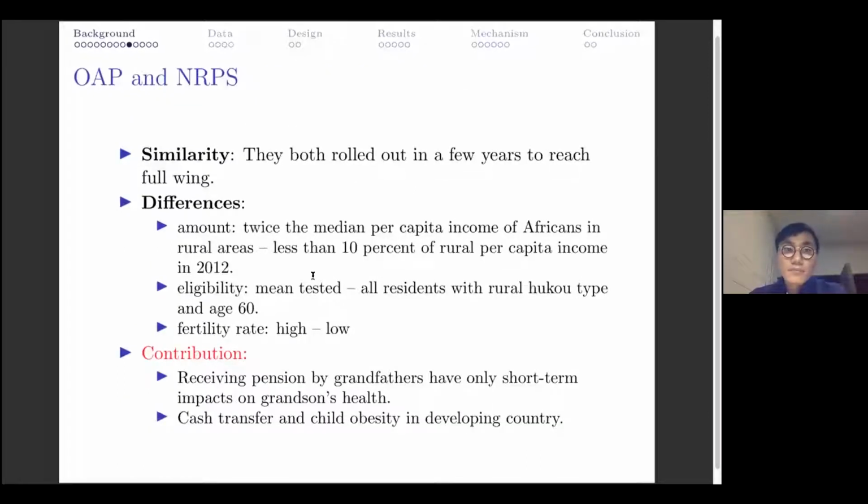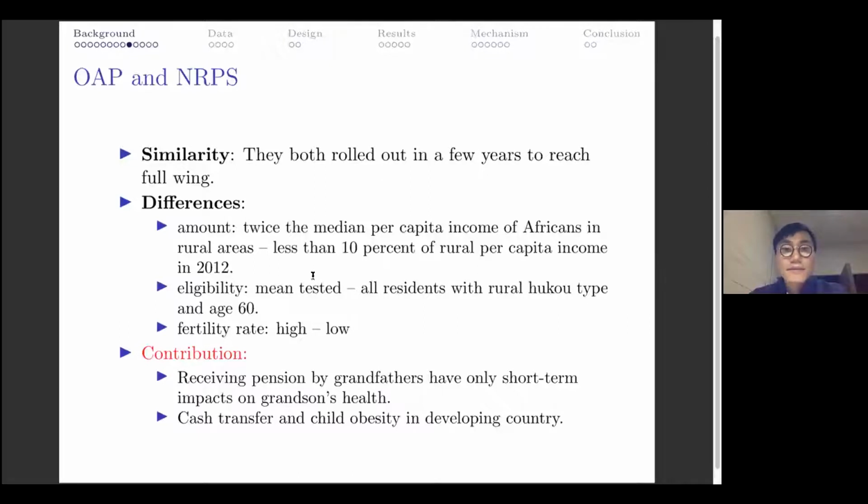But there are some significant differences between the OAP and NRPS, which may show some different results here in the context of China. The first big difference is the OAP has a benefit that is twice the median per capita income of Africans in rural areas. But in contrast, the NRPS benefit accounts for less than 10% of rural per capita income in 2012. It's only 55 Chinese yuan per month at that time.